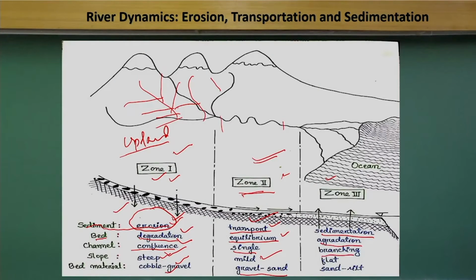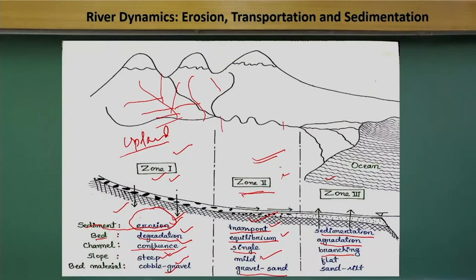And you can see a lot of branching of the channels. It happens at this reach, before reaching the oceans or the lake. More or less the channel slope will be flat, and the bed material or bank material composition would be sand and silt. So I have given very simple pictures.